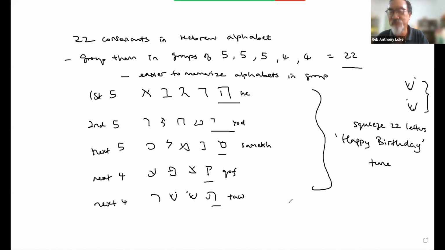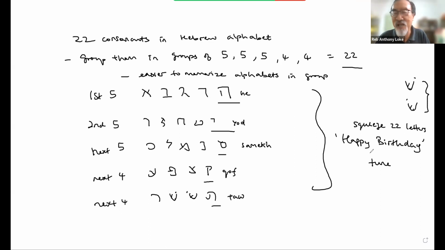Some people try Old MacDonald. I don't know how you can squeeze that in, but you can maybe try. There are so many different ways to learn it. So if you think that you can find a way and you have a tune that can fit this Hebrew alphabet to memorize, well, share it with the group.